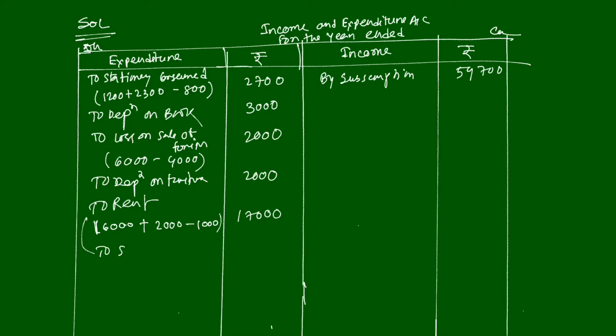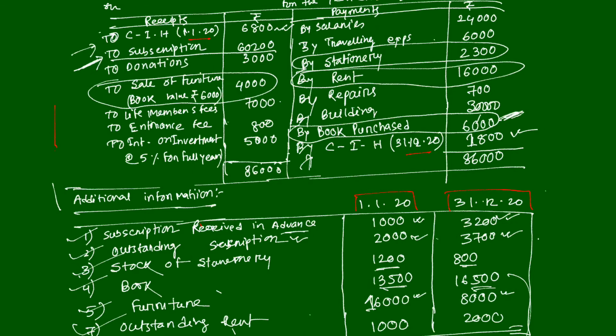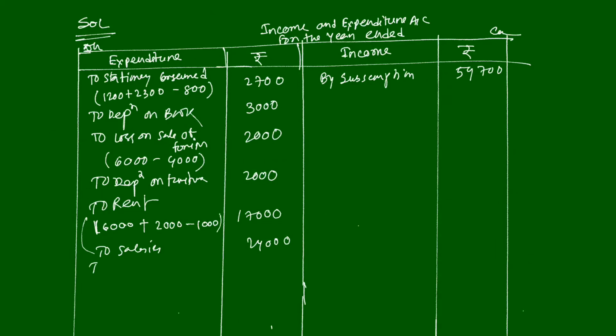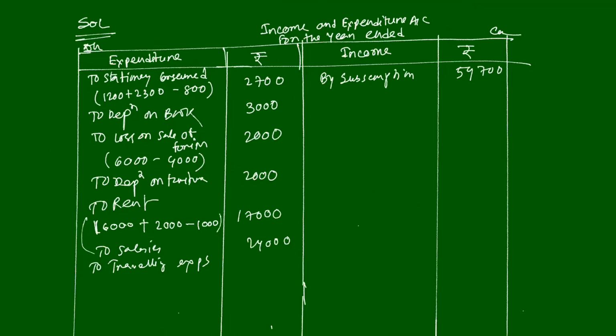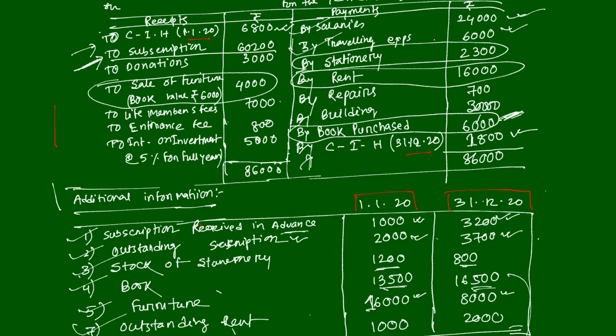Right, salaries 24,000. Next, traveling expenses. To traveling expenses, what is the value? 6,000. Next, repairs will be there. What is the value? 700.